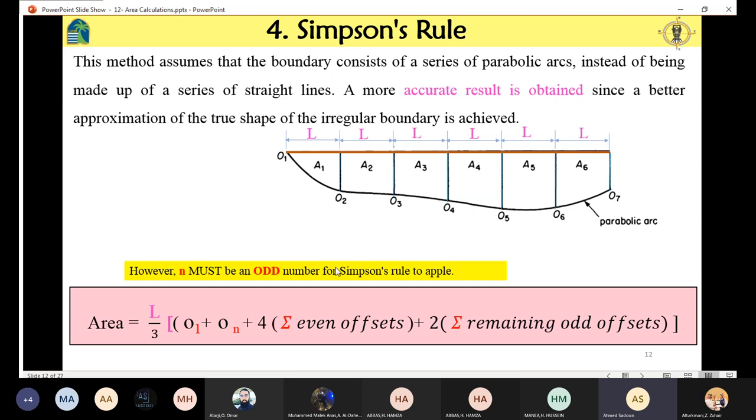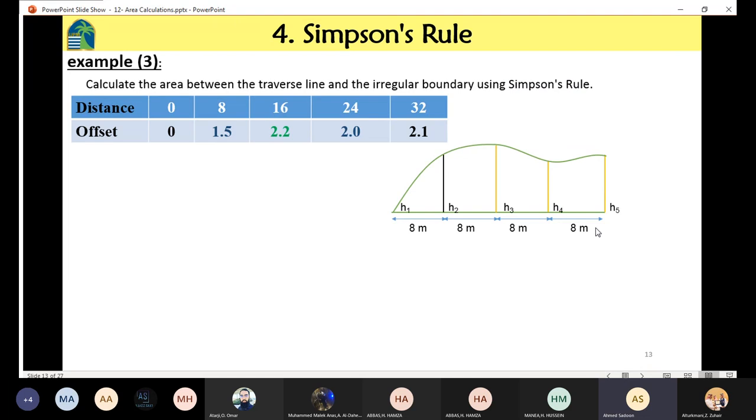Then plus 2 times the summation of the remaining odd offsets. The remaining odd means all the odd offsets other than the first and the last offset. Remember, we already used the first offset here and the last offset there. The remaining odd offsets are O3 and O5 in this example. You should not include the first offset and the last offset. Okay, so now let's see an example in order to use Simpson's rule.